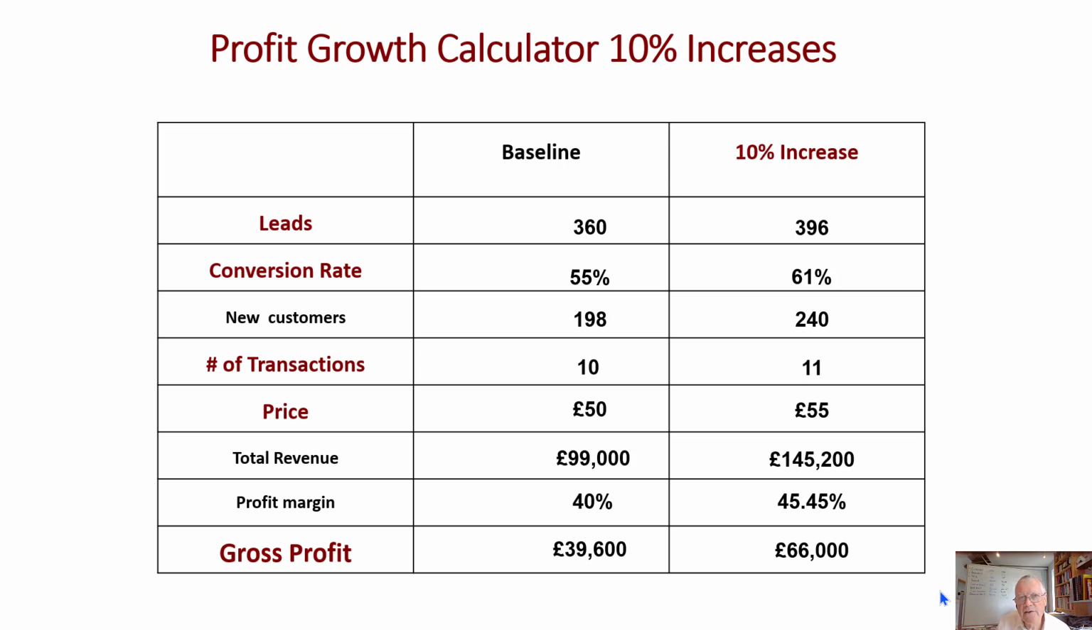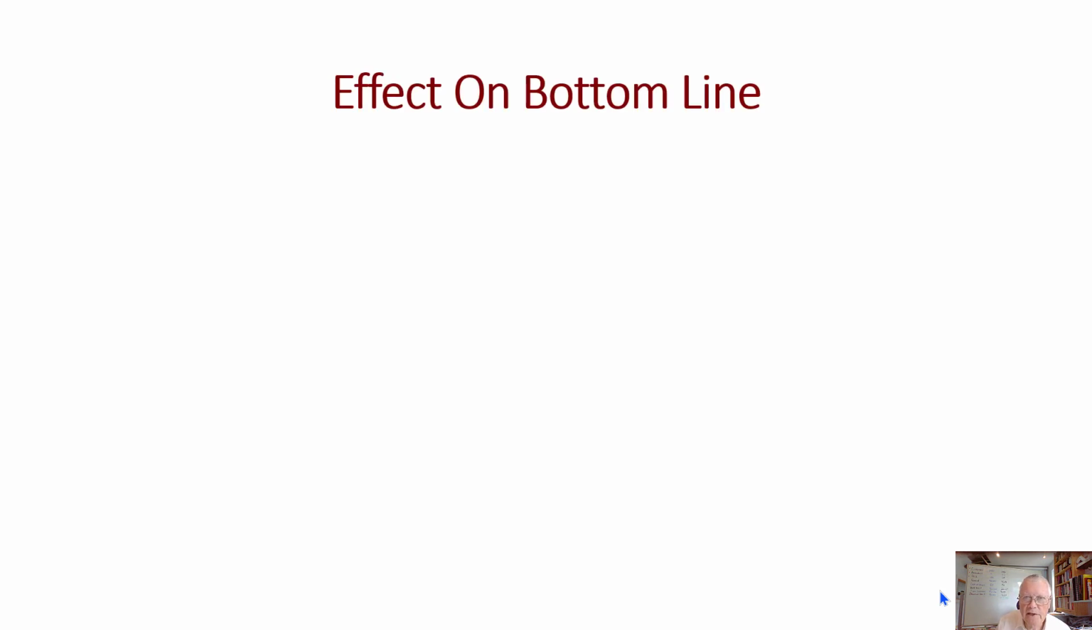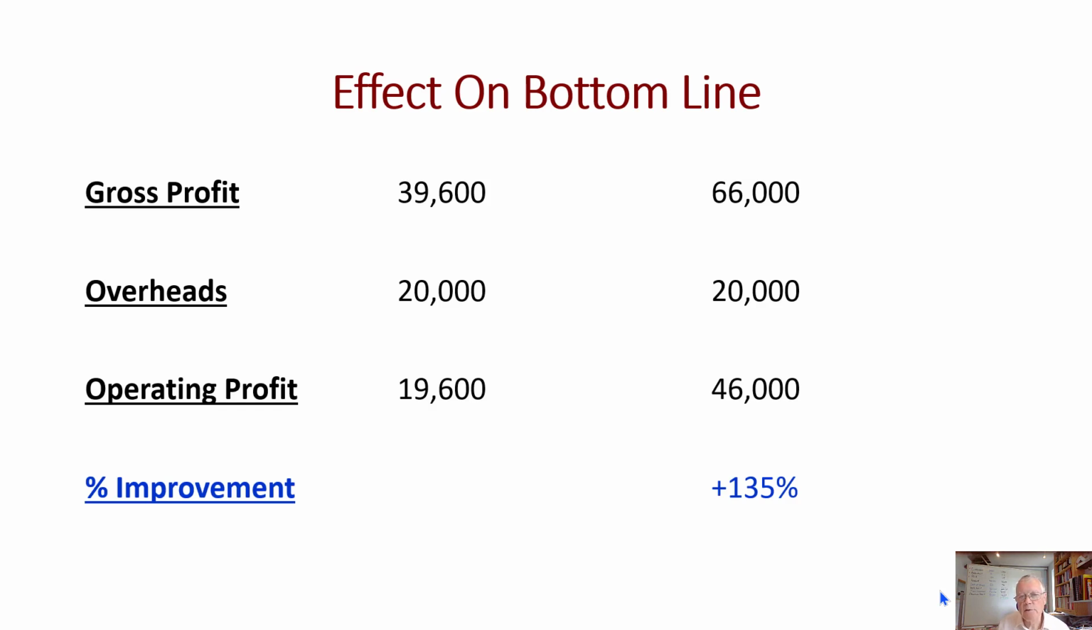But it's actually more dramatic than that if you look at the bottom line for most businesses, because our gross profit's gone up from 39,600 to 66,000, but we'll still have the same number of overheads. So let's say in this instance our overheads were 20,000. That's our fixed costs, things like wages, salaries, rent, rates, that sort of thing. Well, our operating profit would have been 19,600 before we made all the 10% increases, but it would now be 46,000, i.e. 66,000, take off the overheads 20, operating profit 46,000. So those 4 or 5 lots of 10% improvements have increased our bottom line by 135%.